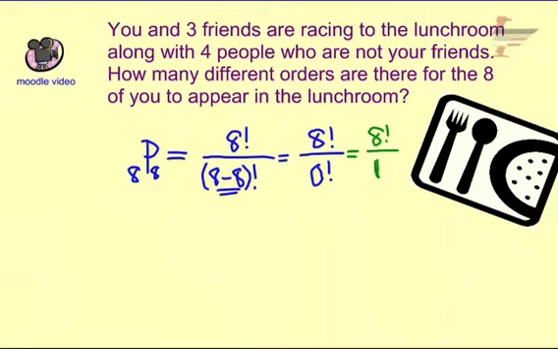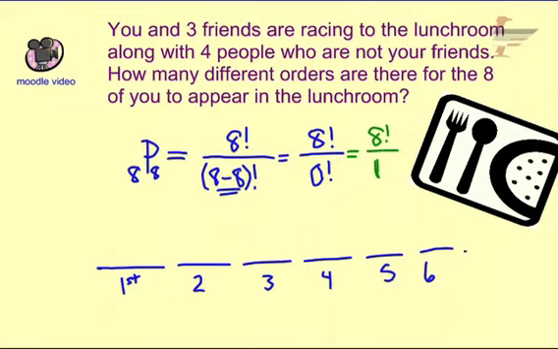Had we approached this saying, how many different ways can we get to the lunchroom? Let's say it was kind of like a race. First place, second place, third place, fourth place, fifth, I'm going to run out of room, 6, 7, and 8. How many possible people could get first place? 8 people could get that. We're left with 7 for the next, 6, and on down all the way to 1.